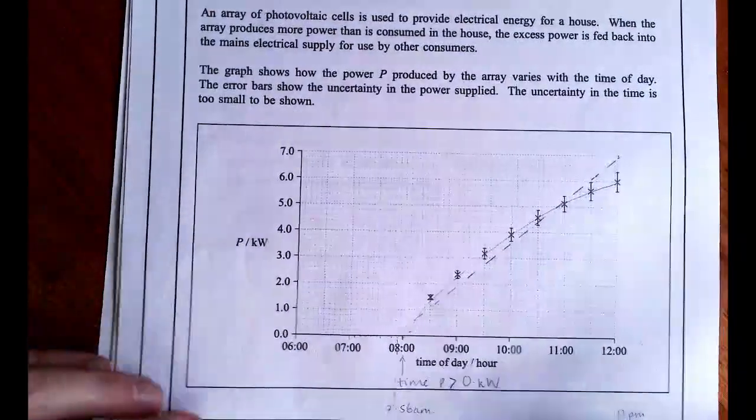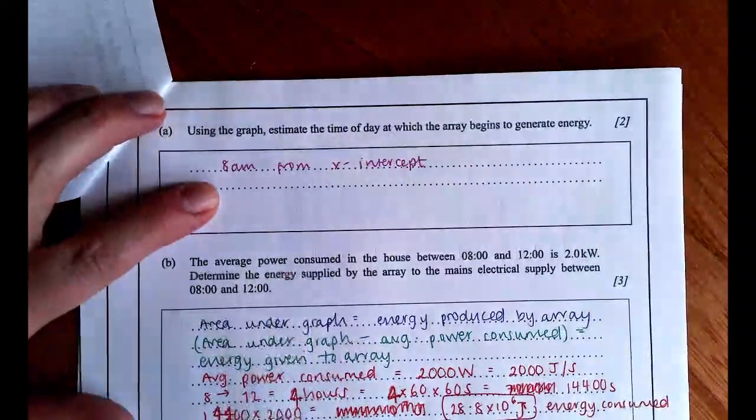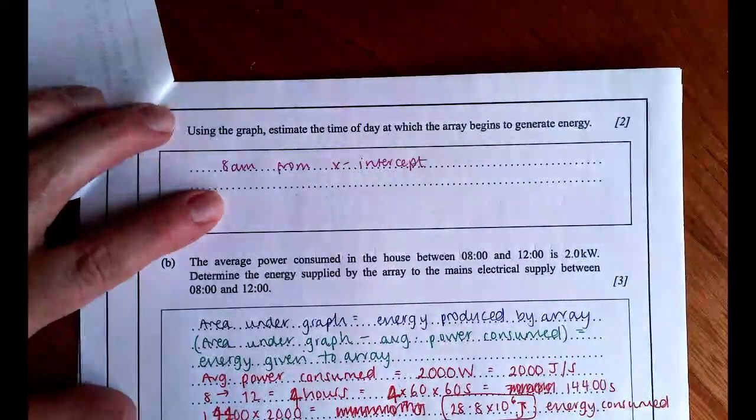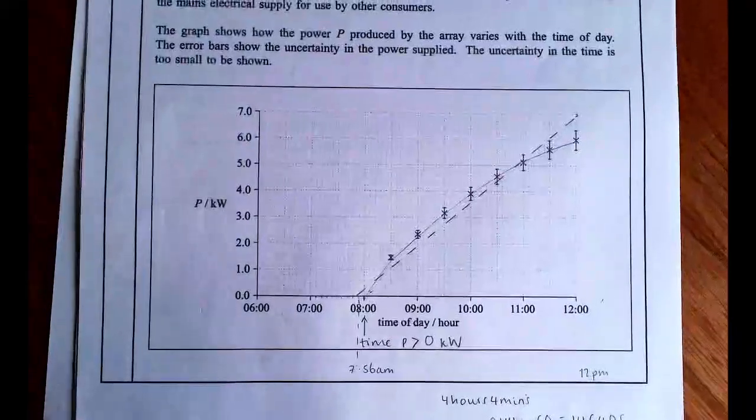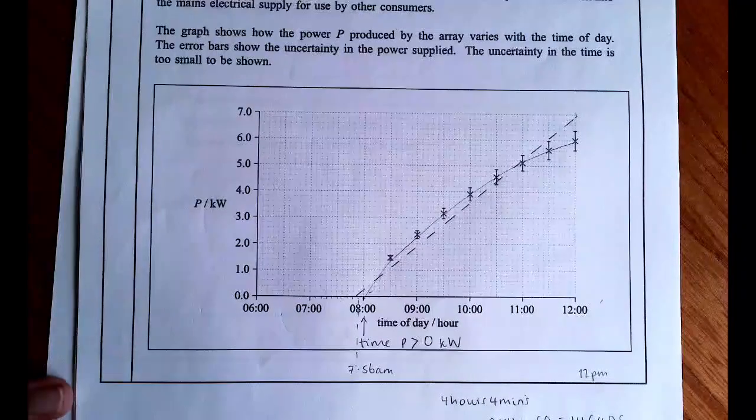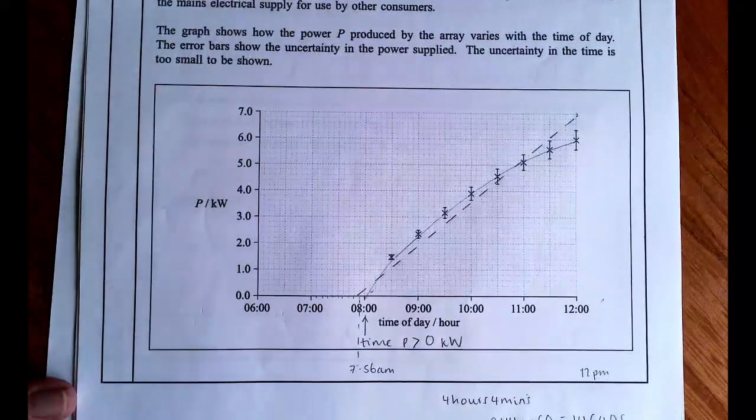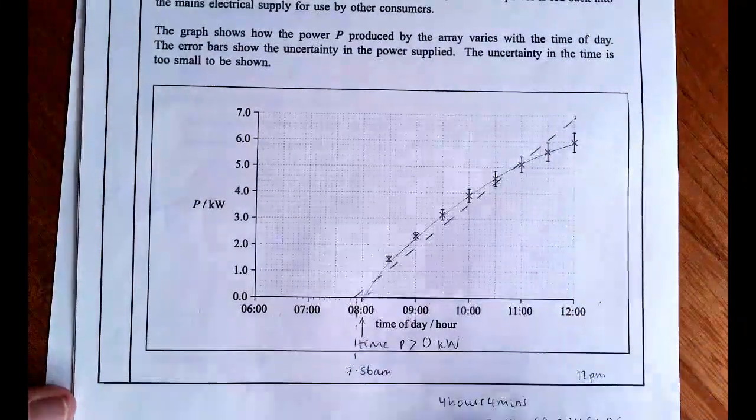Ignore the sketches at the moment because we haven't seen what the question is. It says, using the graph, estimate the time of day at which the array begins to generate energy. Now your graph didn't have any lines on, just had the data points plotted. In order to work out what time of day the power was more than 0, you need to sketch the line of best fit through the points.